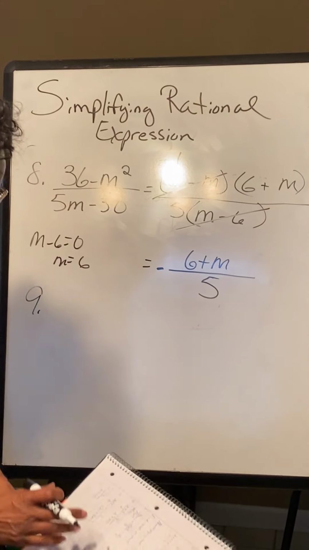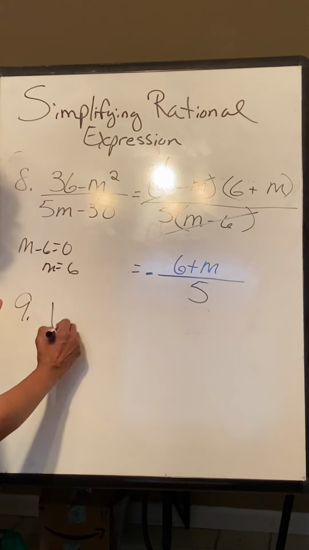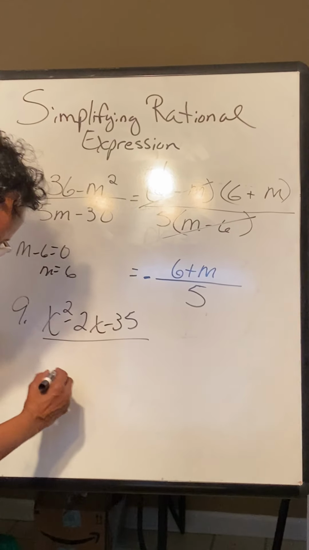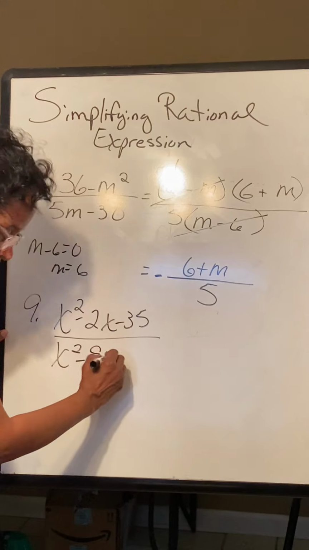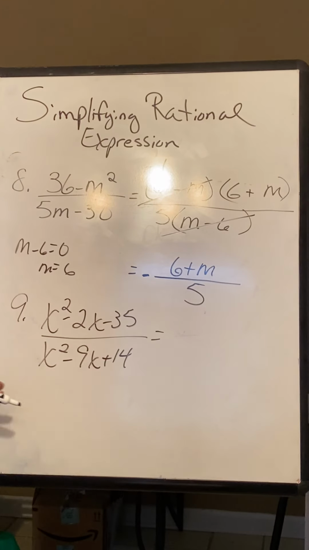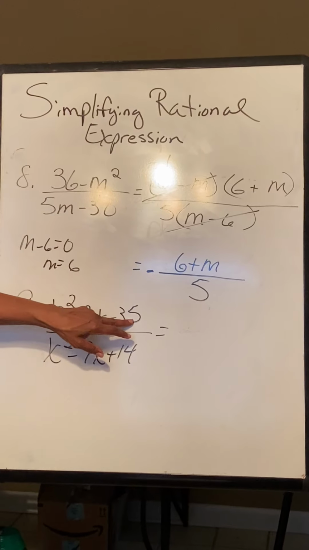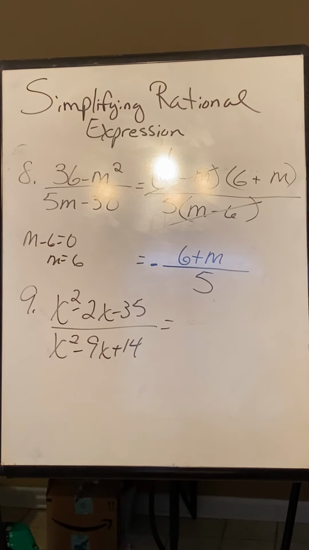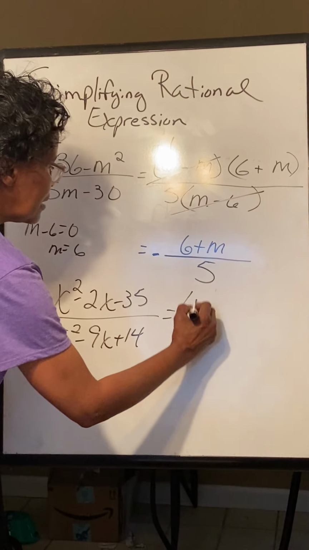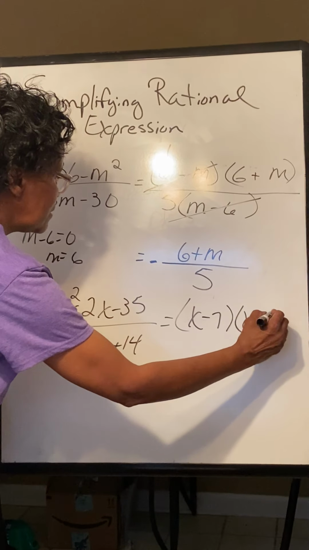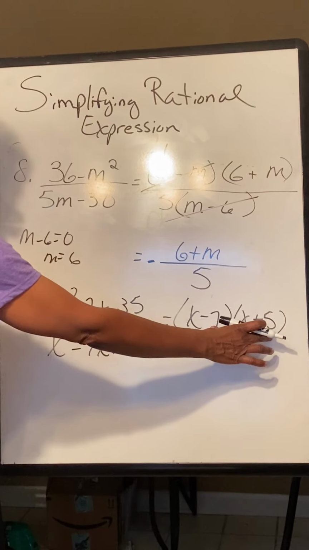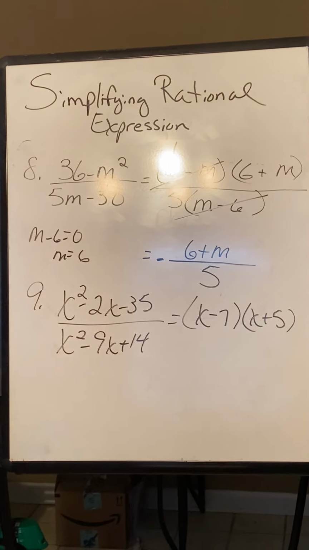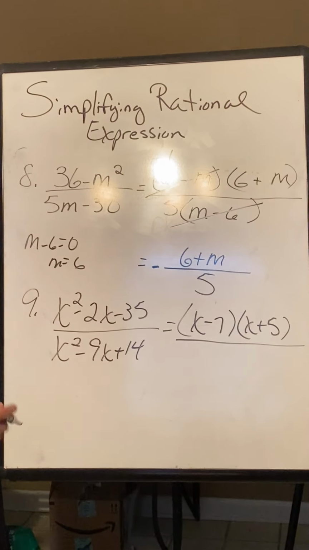Example 9. If I had x squared minus 2x minus 35 divided by x squared minus 9x plus 14, the first thing I need to do is factor. Can you think of two numbers you can multiply, get a negative 35, combine, get a negative 2? The greatest number needs to be negative. So if I take a negative 7 and a positive 5, when I multiply the negative 7 and positive 5, I get a negative 35. When I combine a negative 7 and a positive 5, I get a negative 2. Just trying to refresh your memory on factoring.